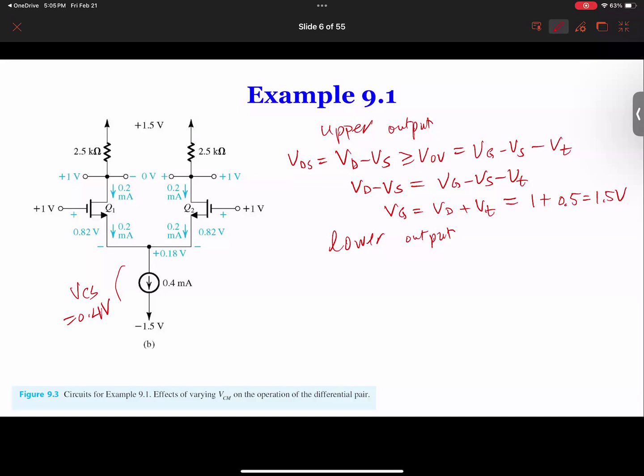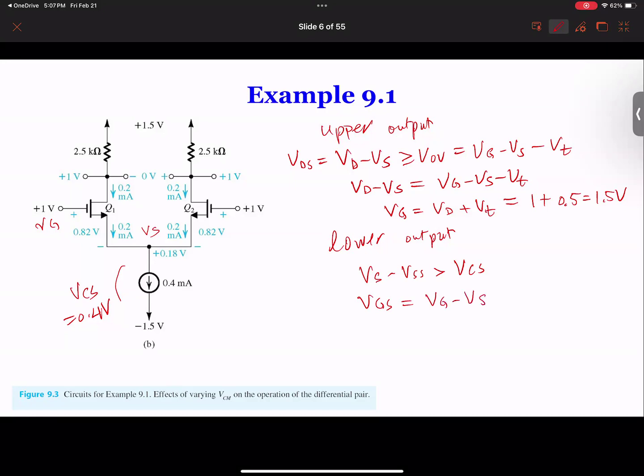So therefore, now we look at what the VCM minimum is. Which means the voltage from here to here has to be larger than VCS. So we have VSS. Okay, here we call it VS. So VS minus VSS has to be larger than VCS. Let's call it VCS for now to make it easier later on to simply plug in the numbers. And then we need to find out what VS is at this point. Well, VS is basically related to VGS equal to VG minus VS. So that's another equation we have.